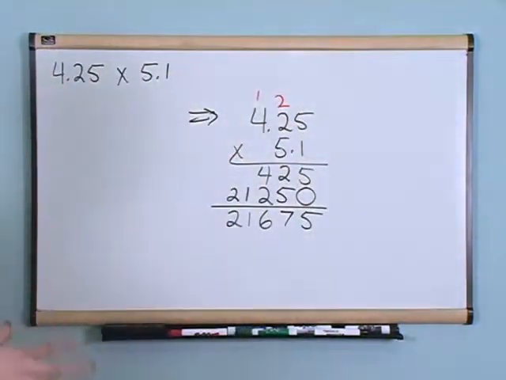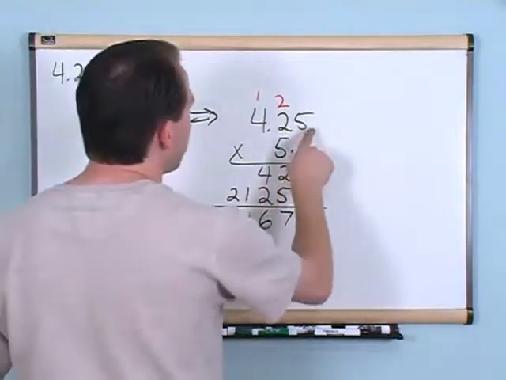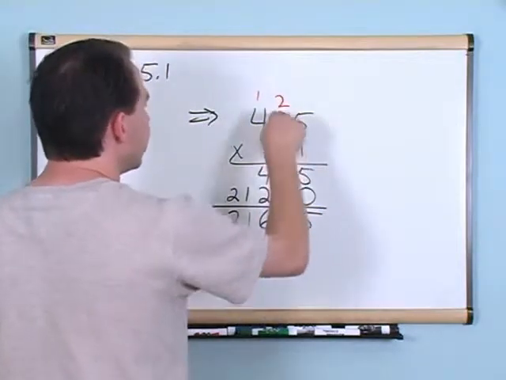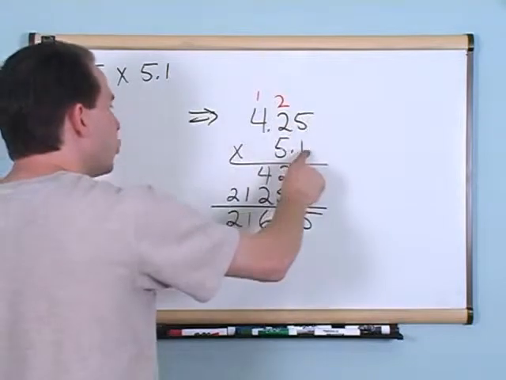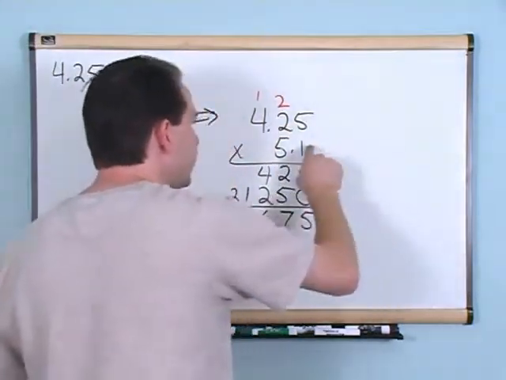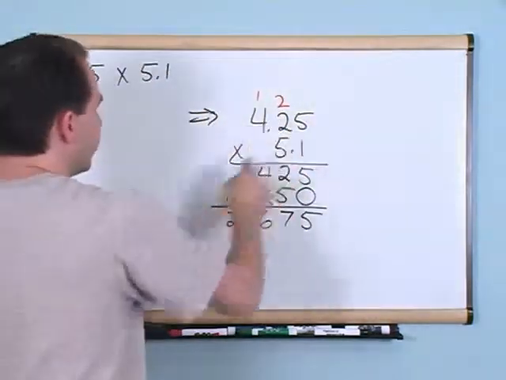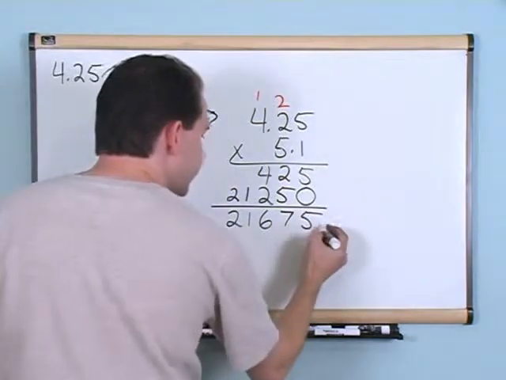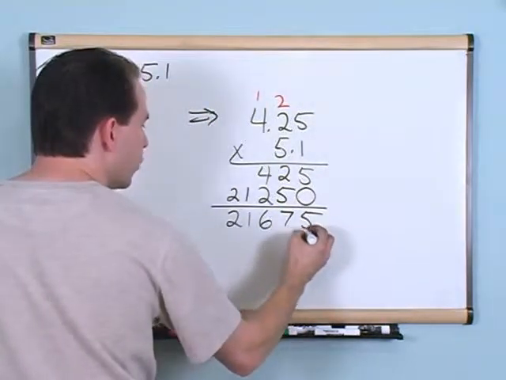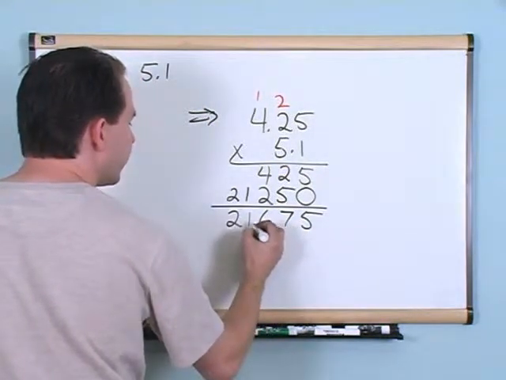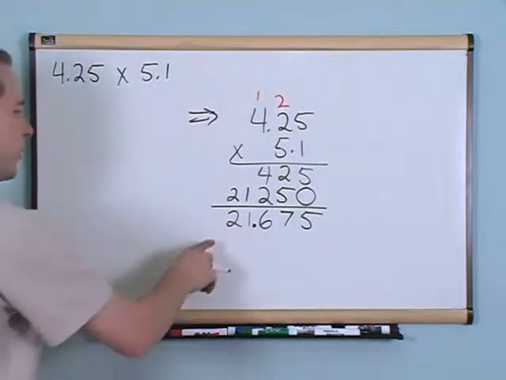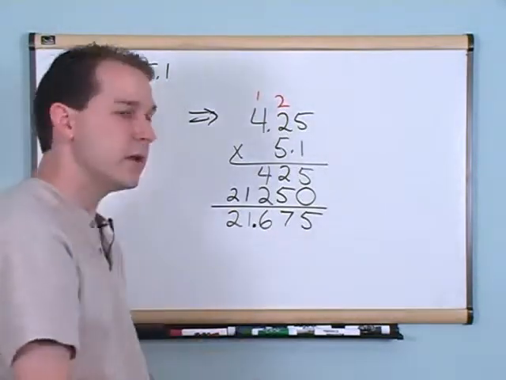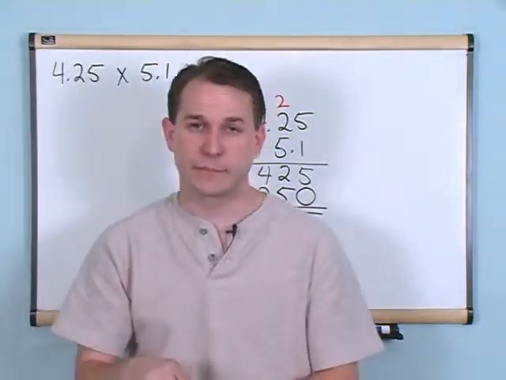But just like before, all you have to do is count how many digits total in your problem you have. 1, 2, 3. Here's 2 from this number and 1 over here. If you had some more digits out here, you'd have to count them up. 1, 2, 3. So then you just start at the right-hand side and go left 3 places. 1, 2, 3. So then you put your decimal point there, and the answer that you're going to get is 21.675.